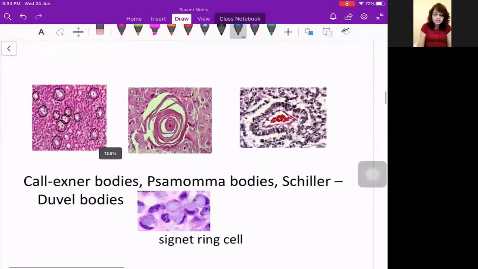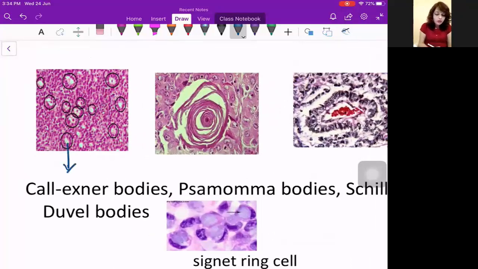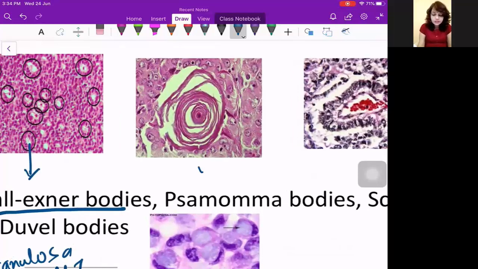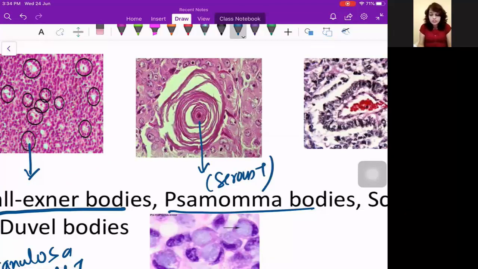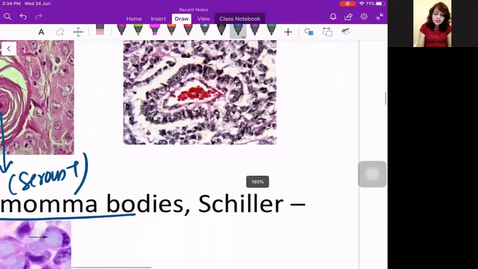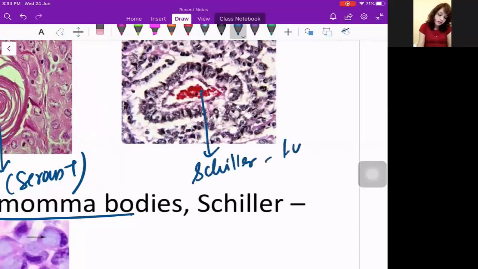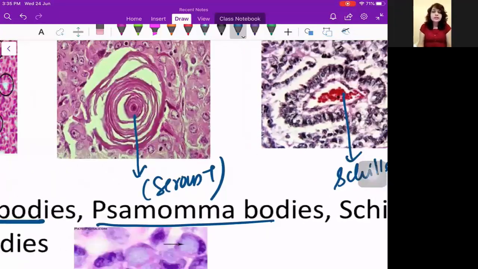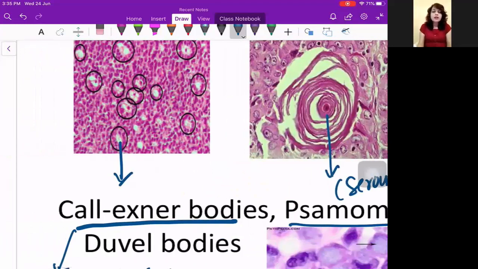Now, some of the images, I'm just focusing on here. This is called Call-Exner bodies, that is seen in granulosa cell tumor. These are calcified bodies, which are Psammoma bodies. Psammoma bodies are seen in serous tumors, which are epithelial ovarian tumors. This is very significant. And this is Schiller-Duval body, which is seen in yolk sac tumor. Yolk sac tumor is a germ cell tumor of the ovary, which is a rapidly growing ovarian tumor. So Schiller-Duval body is yolk sac tumor, Psammoma bodies are the serous tumors, and Call-Exner bodies are in the granulosa cell tumor. Image-based questions in the NEET PG, this is again important.